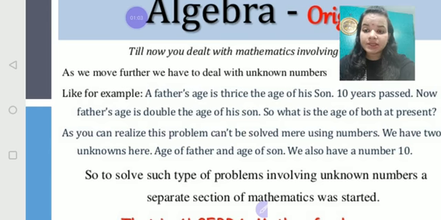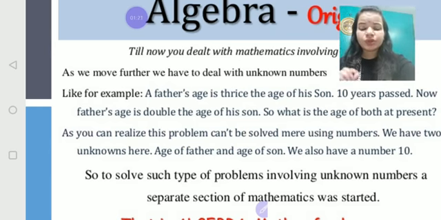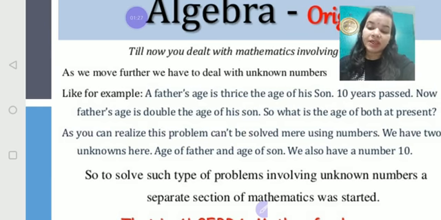Here, as you can see in this problem, you can't solve it just using numbers. You have two unknown quantities here, that are your age of the father and age of the son. Only one number is given in the question, that is your 10. So to solve such type of problems involving unknown numbers, a separate section of mathematics was started.